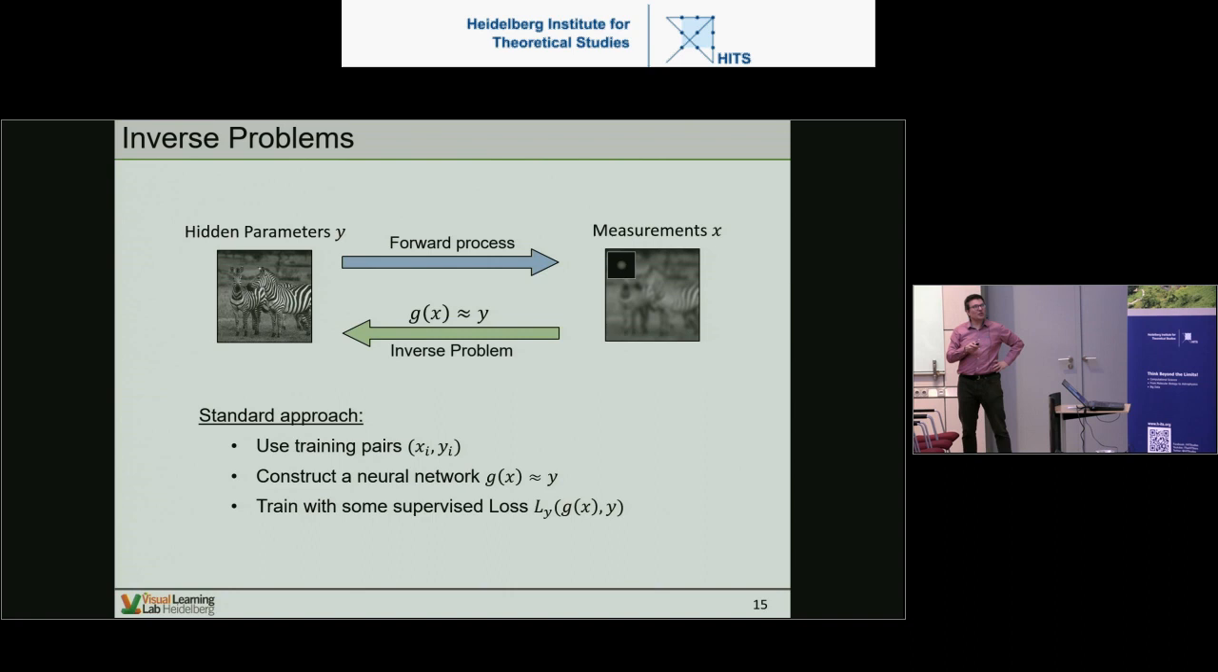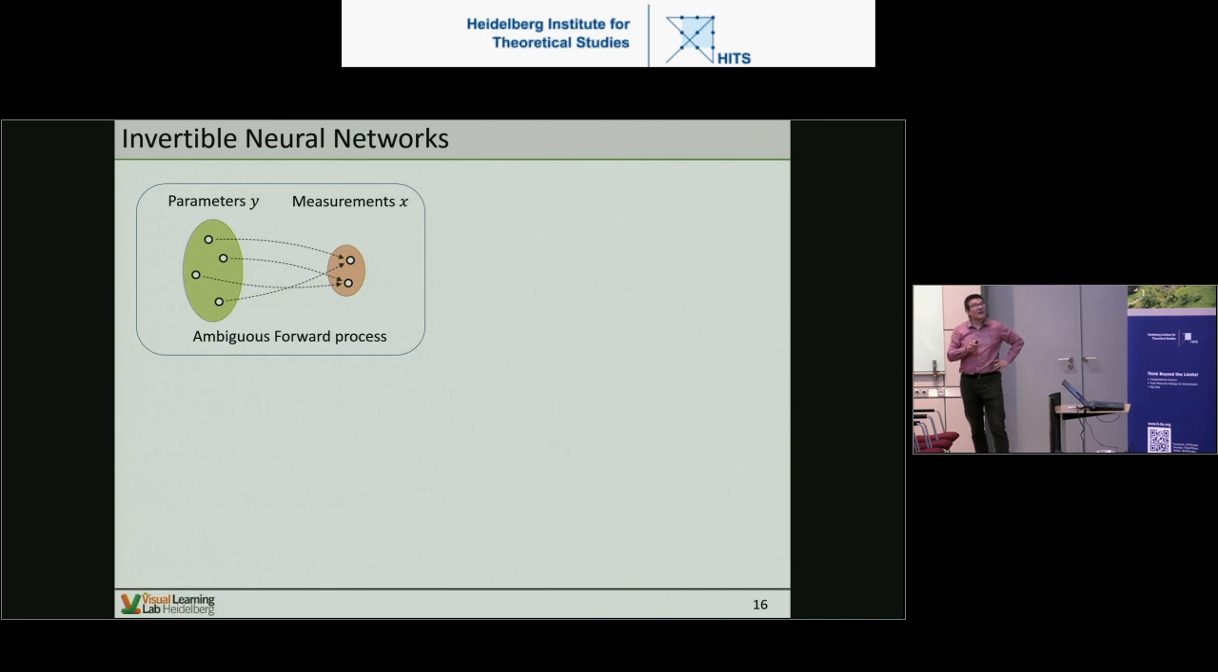And the standard approach is you have a lot of training pairs for the X and the Y, and you then construct a neural network, and you simply train the network with a certain error function. We call it supervised loss, because we know exactly these two pairs, and we train so that with this input you should get as close as possible to these hidden parameters with this loss function. Okay, so what's the problem with this?